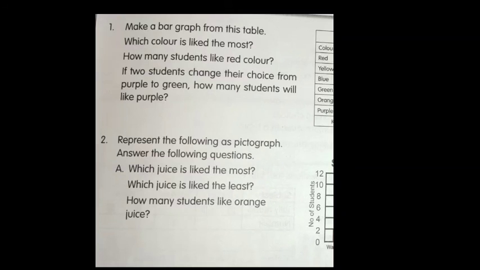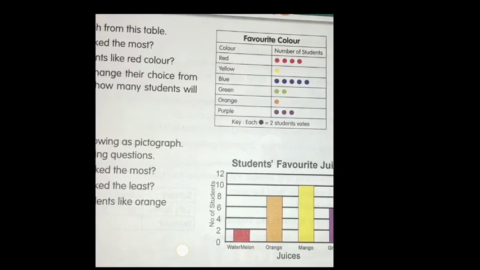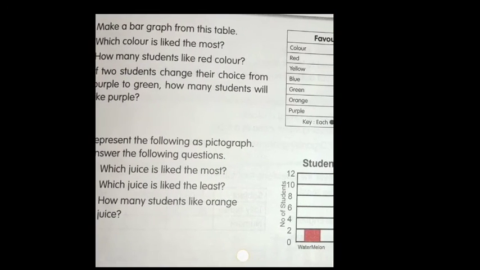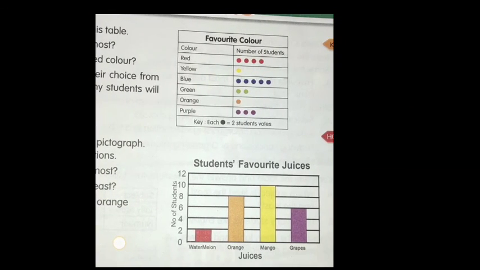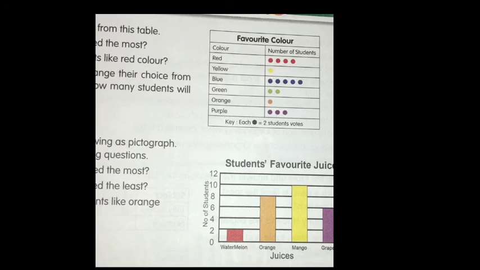Represent the following as pictograph and answer the following questions. Which juice is liked the most? Which juice is liked the least? How many students like orange juice? You observe this bar graph. Here watermelon 2 students, orange 8, mango 10, and grape 6. Which juice is liked most? Mango juice. Which juice is liked the least? Watermelon juice. And how many students like orange juice? Here 8 students are there.